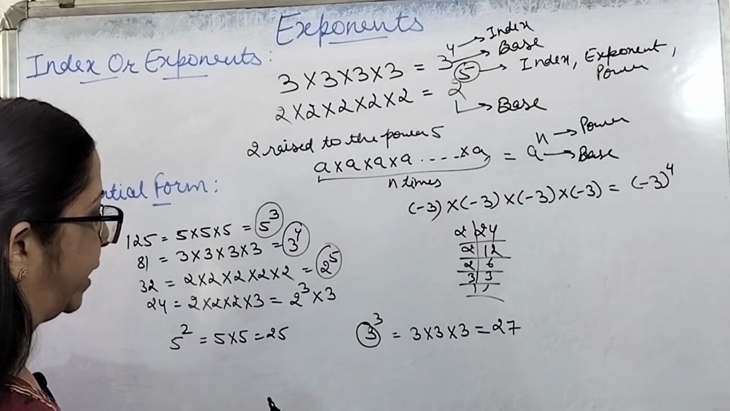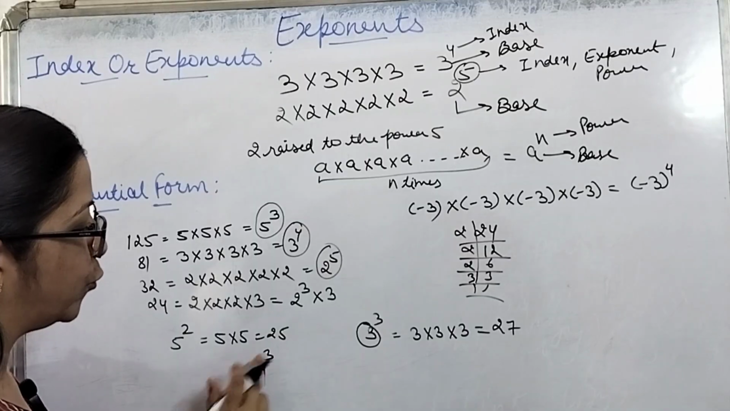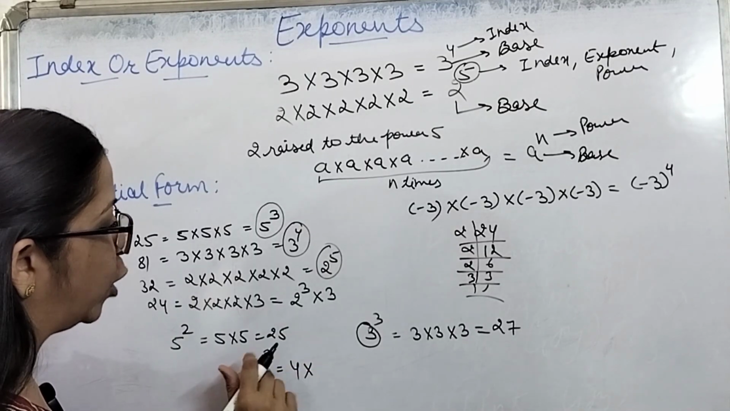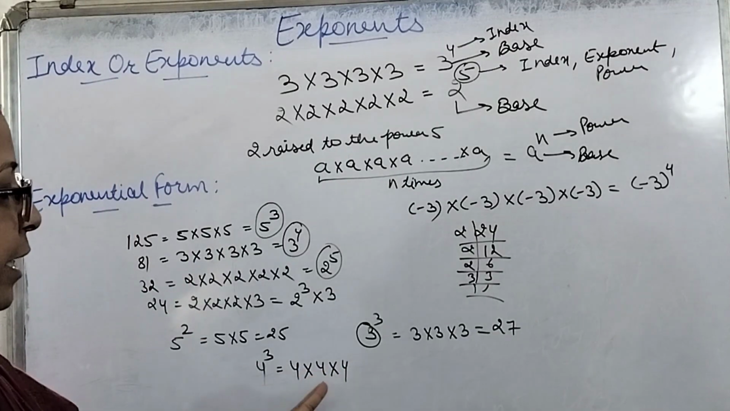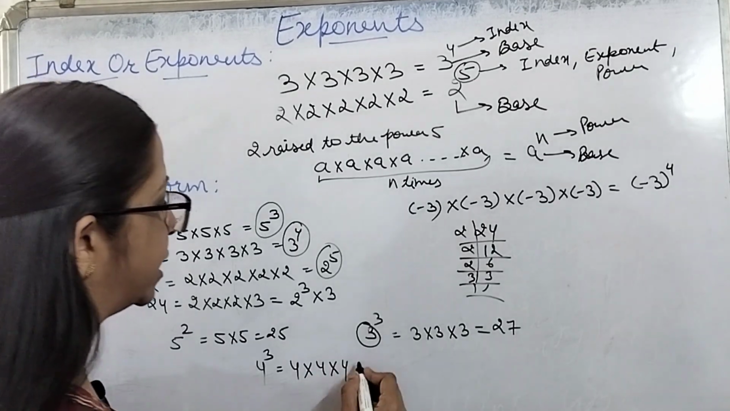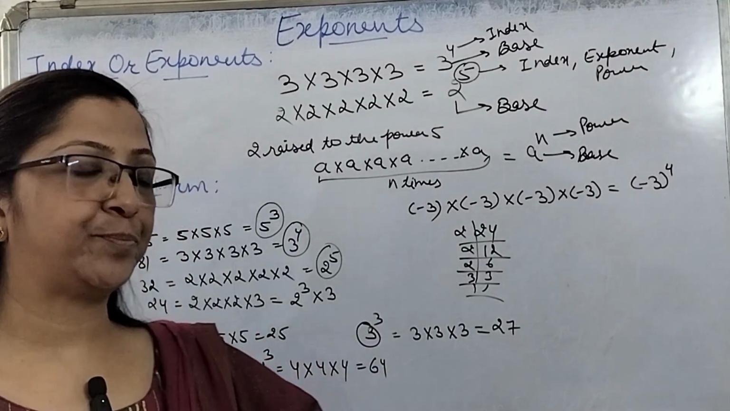Now if we have to find the value of say 4 raised to the power 3. So 4 raised to the power 3 means 4 is the number which is being multiplied, and how many times will it be multiplied? It will be multiplied 3 times. So 4 multiplied by 4 multiplied by 4. 4 4s are 16 and 16 4s are 64. So the value of 4 raised to the power 3 will be 64.